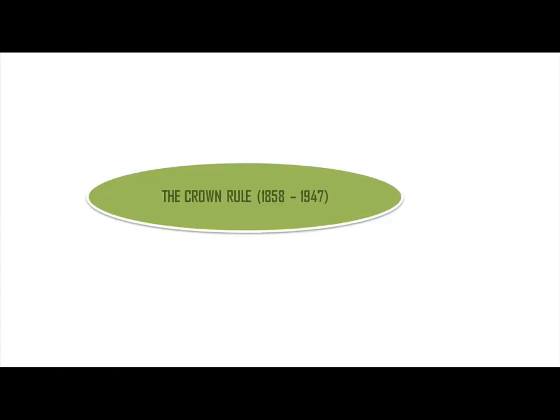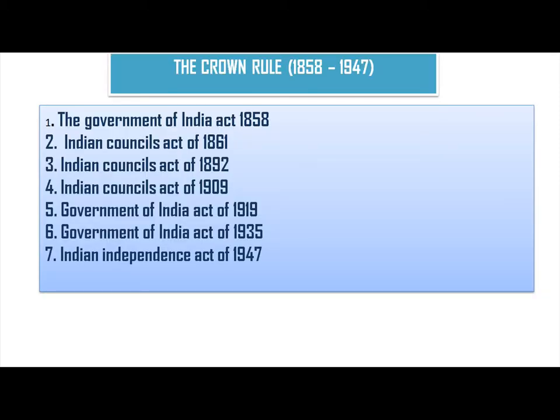I told you the Crown's rule starts from 1858. Under the Crown's rule, just like the East India Company's rule, we have many important acts that we are supposed to study from an examination point of view. And this is the list of the acts that are mentioned.